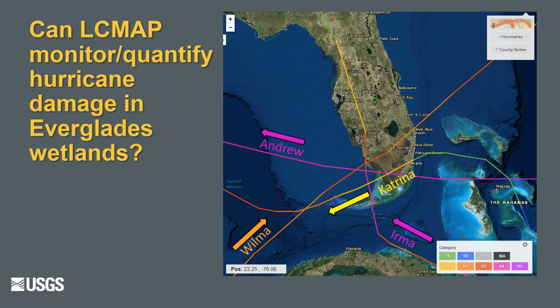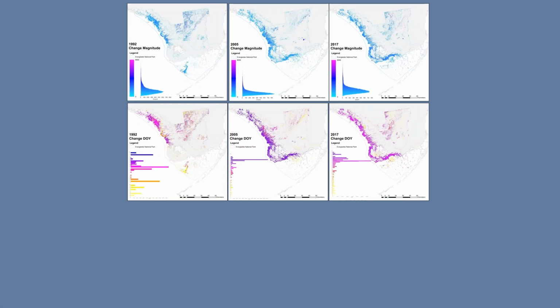So this is all, you know, different wind directions, whether a hurricane came from over land or over water, which leads to differences in storm surge and things like that that happen in these events. But all of these major hurricanes are detected in LCMap.